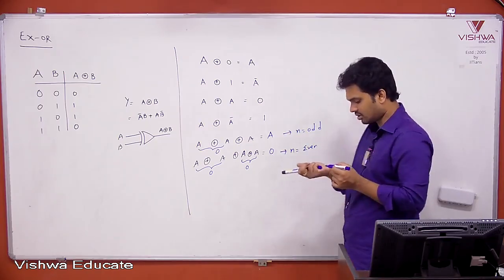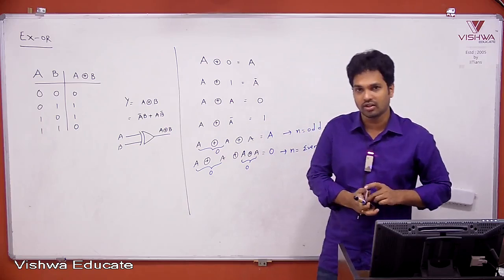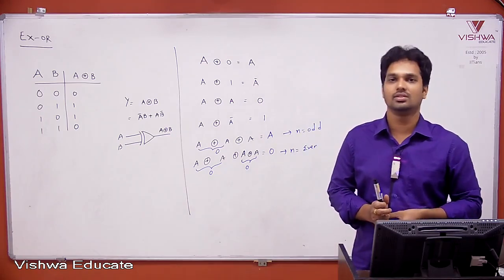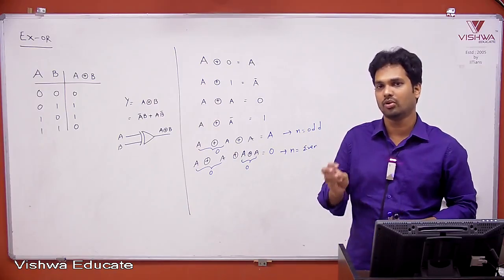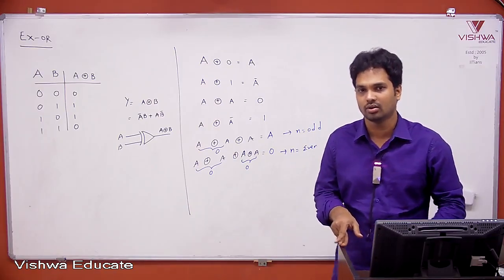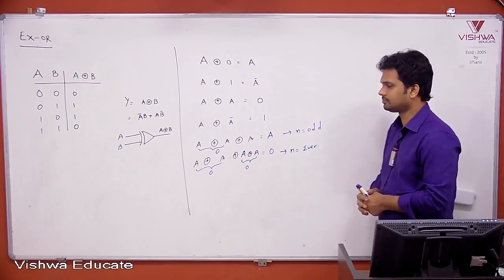A XOR A XOR A XOR A up to n. If n is odd, my answer is A. If n is even, my answer is 0. These are the basic important points of your XOR operation. Okay, copy this.